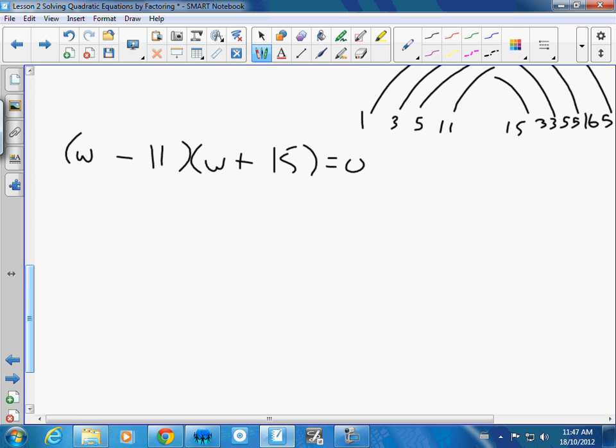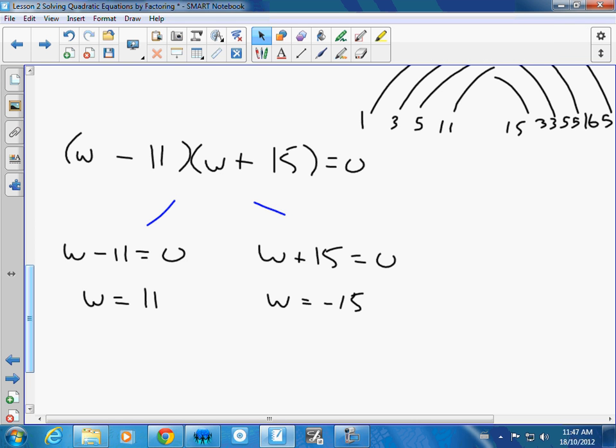Good. How do we solve for this now? You make them equal to 0. You make the left side equal to 0. You make the right side equal to 0. So W minus 11 equals 0. W plus 15 equals 0. W equals 11. W equals negative 15. Is that correct? I mean, the question changed, but we still solve it exactly the same way. Does anybody have an issue with this? No issue whatsoever. This is factoring.